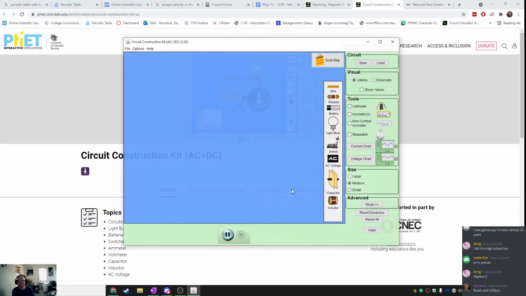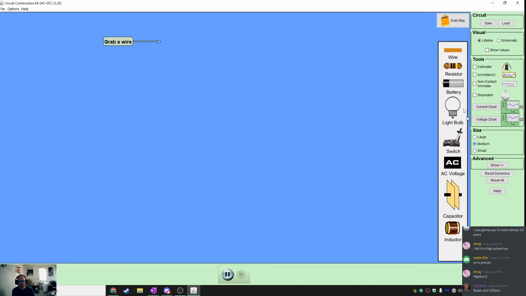Should open in a minute. Okay, so here we go. Battery, wire. I can understand why this isn't supported anymore because it can have some problems for sure. Some simulation issues for sure.